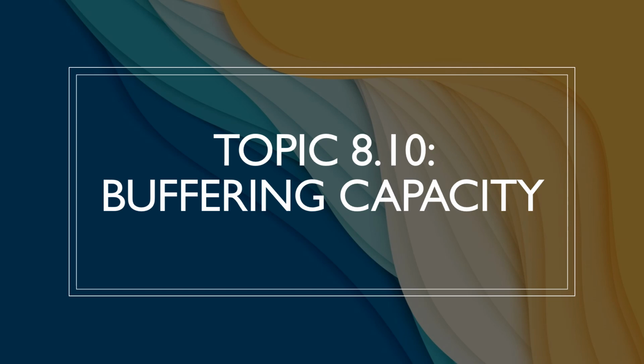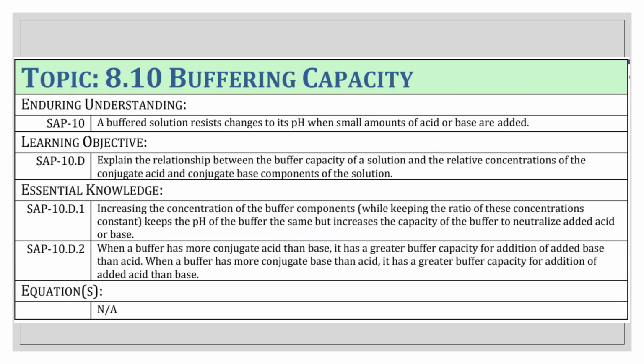All right, so this is the last topic for Unit 8, 8.10, buffering capacity. So the objective: explain the relationship between the buffer capacity of a solution and the relative concentrations of the conjugate acid and conjugate base components of the solution.